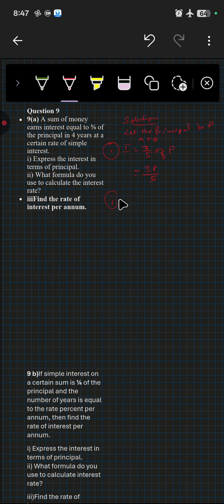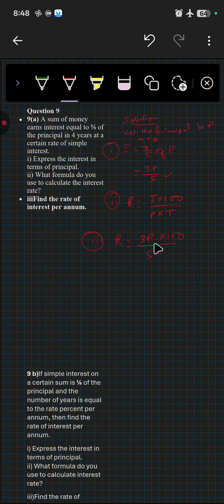Now question number 2, what is it? Write the formula to calculate the rate of interest. Calculate the interest rate. So rate is equal to, we know, I into 100 by principal into time. Find the rate of interest per annum. So now number 3, rate of interest, same thing, same formula. I, how much is the interest? Interest is 3P by 5. 3P by 5. So interest into 100 by principal.